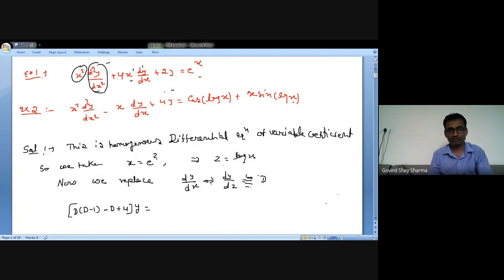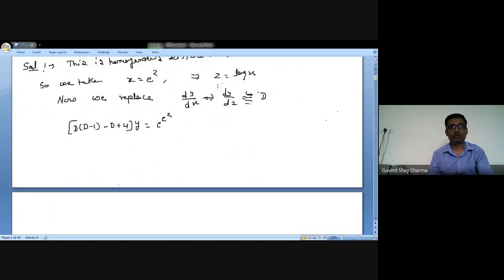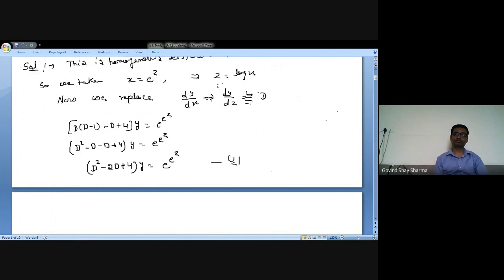Now by solving this we get D squared minus D minus D plus 4, applied to y, equals e to the power z. Here it becomes D squared minus 2D plus 4, applied to y, equals e to the power z. This is equation 1.